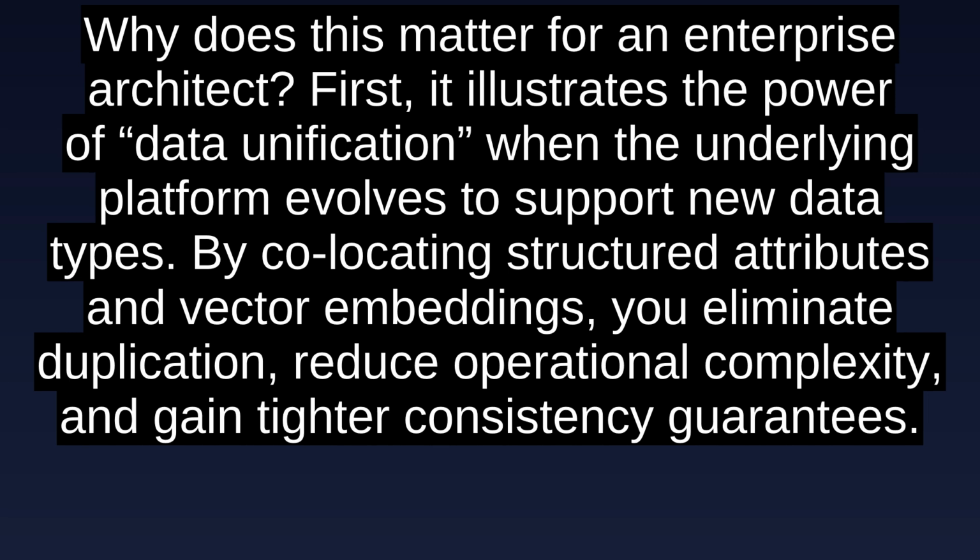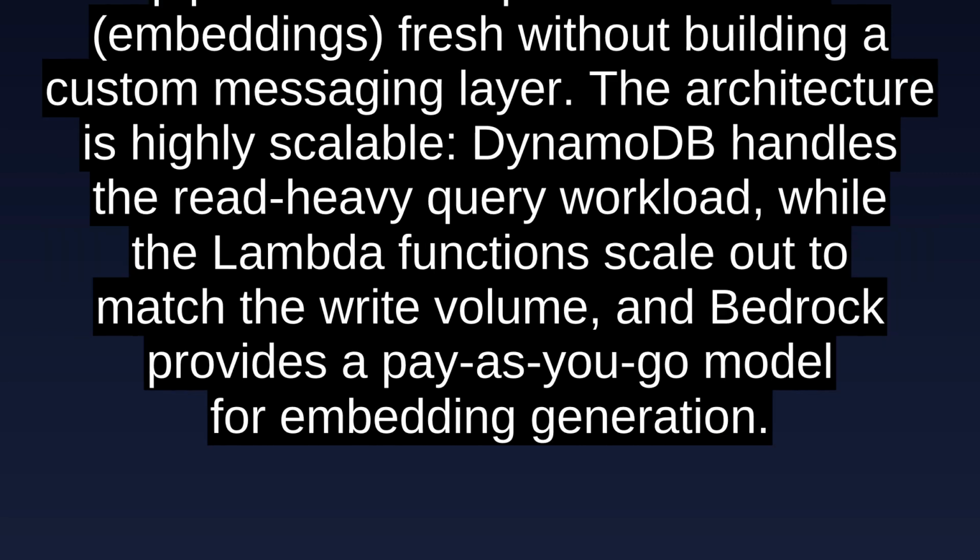Why does this matter for an enterprise architect? First, it illustrates the power of data unification when the underlying platform evolves to support new data types. By co-locating structured attributes and vector embeddings, you eliminate duplication, reduce operational complexity, and gain tighter consistency guarantees. Second, the pattern shows how to leverage managed services, DynamoDB Streams, Lambda, Bedrock, to build an event-driven pipeline that keeps derived data, embeddings, fresh without building a custom messaging layer.